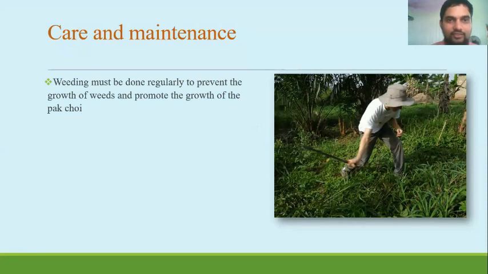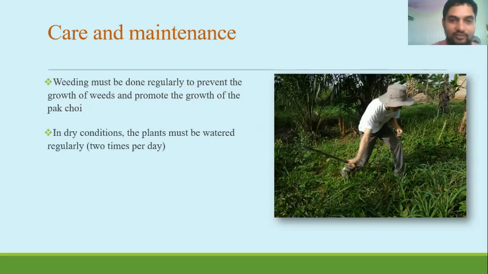So the best thing is to remove the weed, and the most appropriate way is probably to use a cutlass, and between the plants, you can use your hand to remove it. You want to avoid using too many chemicals, herbicides, because when the herbicides get onto the leaf, if the herbicide does not break down properly and we consume those pak choi, then it will affect us as human beings, and we don't want that to happen.